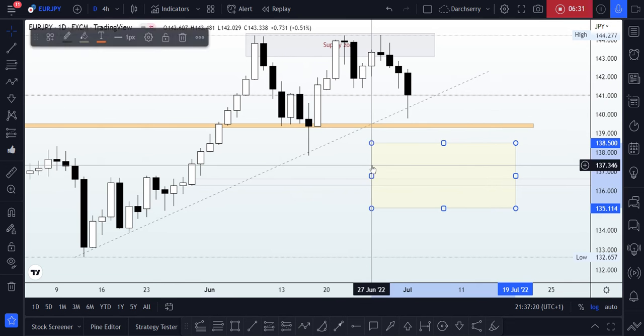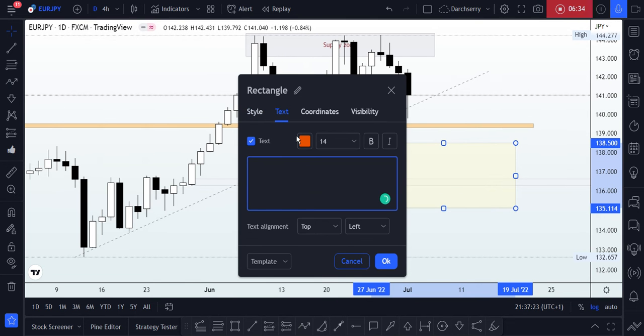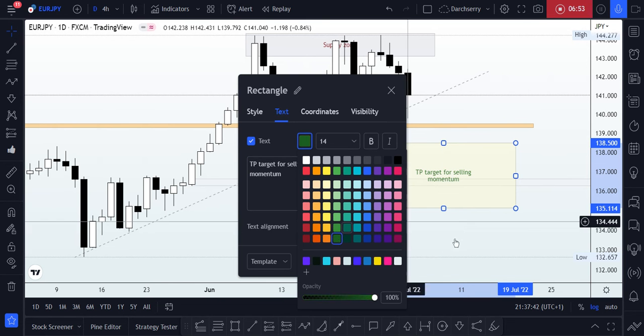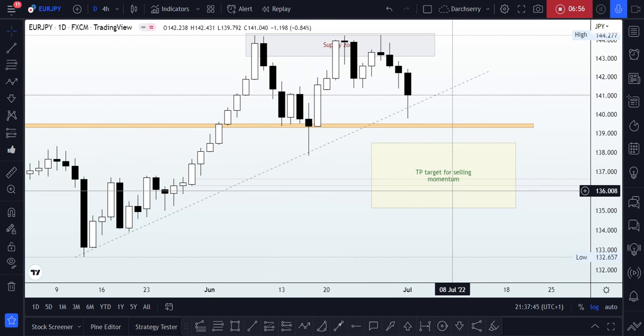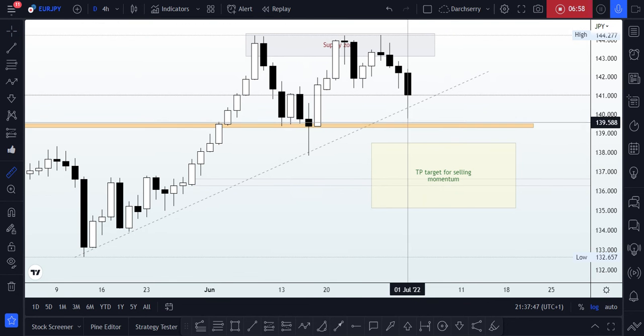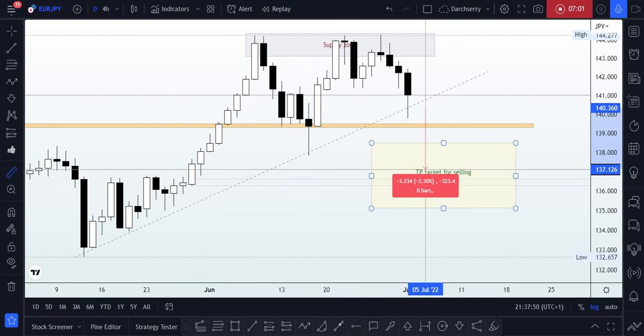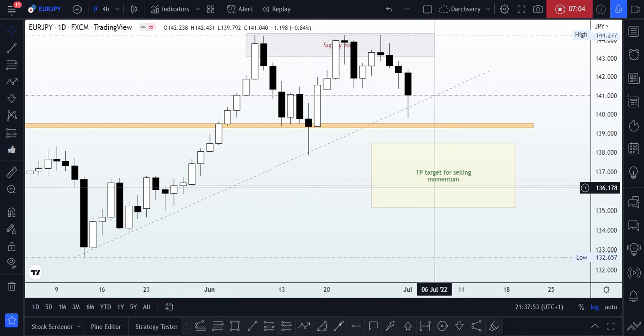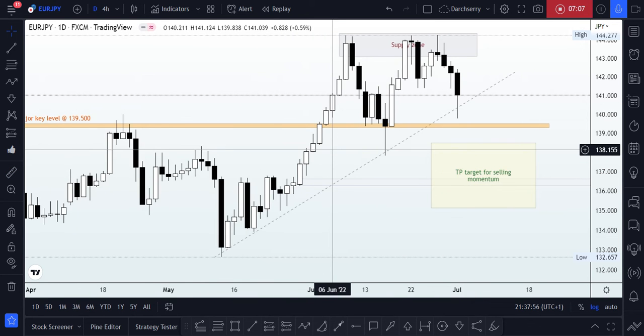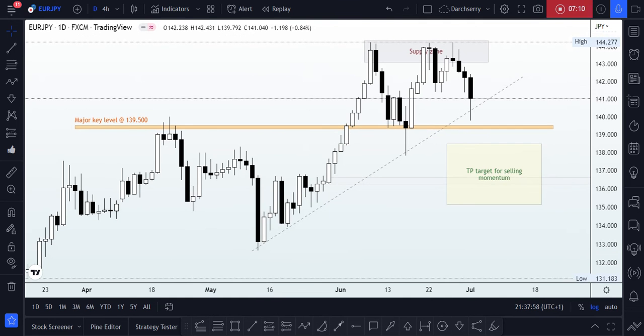So I will want to label this area for the sake of clarity, so that we could have a better visual of what we are looking at. So this will be the target for selling momentum. Let's just place it right in the middle of the box here. So we'll be having a TP target for any selling momentum, which will dovetail to at least a minimum of 250, 300, 400 pips to catch if that move happens. So that is the first scenario I'm looking out for.